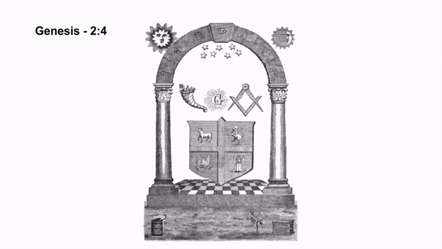These are the generations of the heavens and of the earth, when they were created, in the day that the Lord God made the earth and the heavens. And every plant of the field before it was in the earth, and every herb of the field before it grew. For the Lord God had not caused it to rain upon the earth, and there was not a man to till the ground. But there went up a mist from the earth, and watered the whole face of the ground.